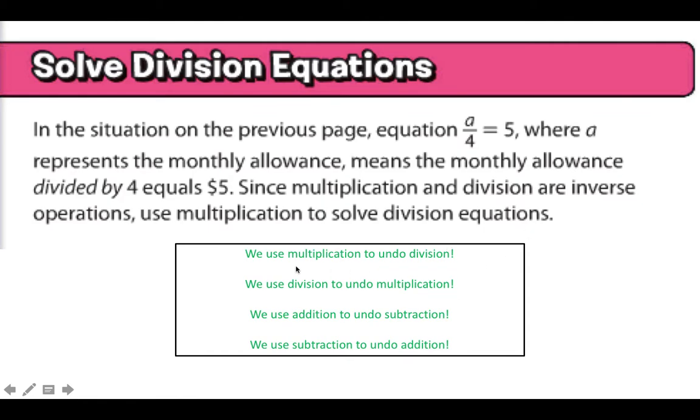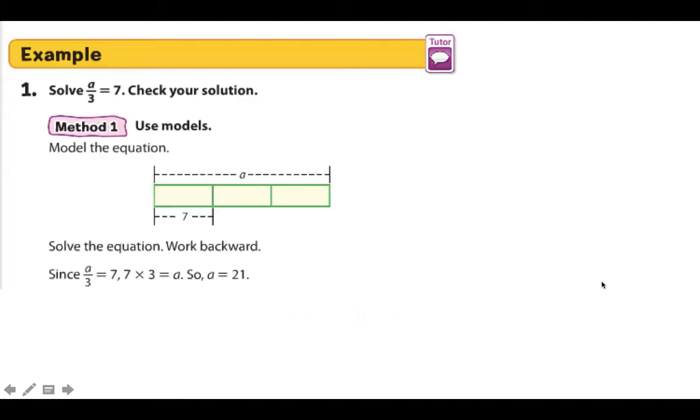Now let's recap here. We just said that we're going to use multiplication to undo division. In our previous lessons, we used division to undo multiplication. So that means division and multiplication are inverse operations. We used addition to undo subtraction, and we used subtraction to undo addition. So addition and subtraction are inverse operations, and multiplication and division are inverse operations.